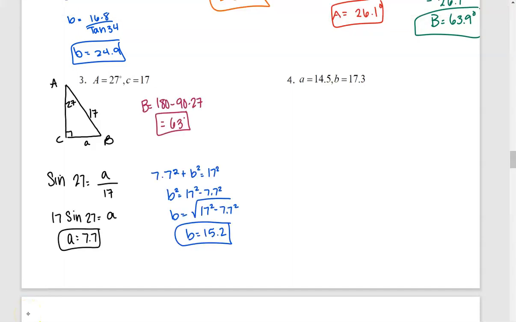All right, double check your answer for number 3. I used sine to figure out what little a there was, and that is 7.7. And then using the fact that the triangle adds up to 180 for all of its angles, we can figure out that angle B is 63. And then using Pythagorean theorem, now that we know that the other side there is 7.7 and then 17, we subtract 7.7 squared from 17 squared, and then do the square root to get B as 15.2.